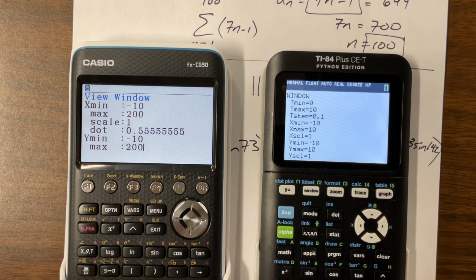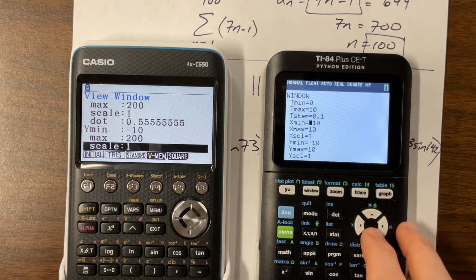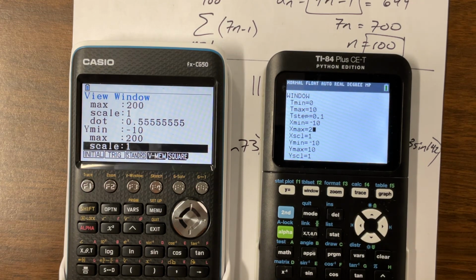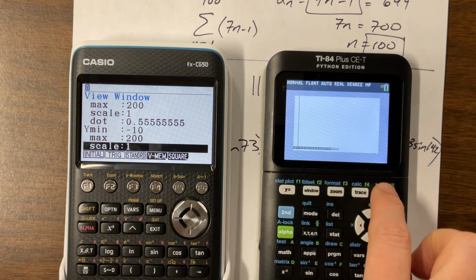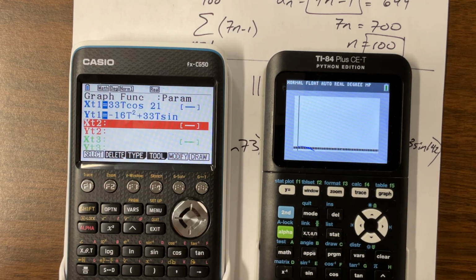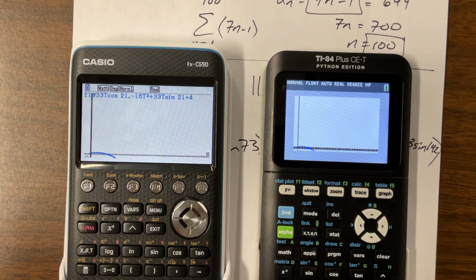So we'll do the same idea. Oh, where's X min? -10 to, I said 200. We're going to come down, -10 to 200. And now I can hit graph here. I can hit exit. I can tell it to draw or hit enter.